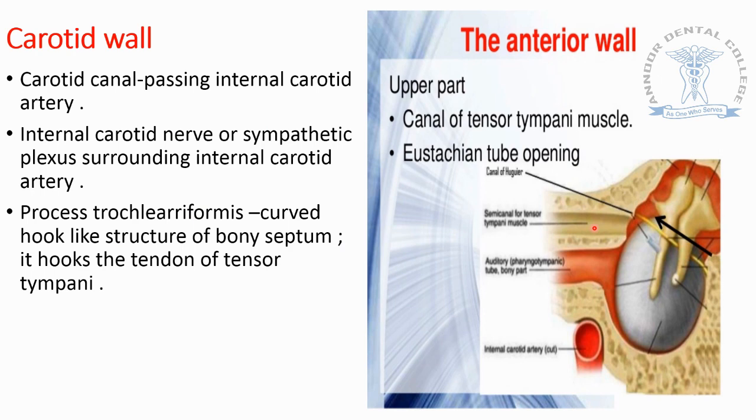Anterior wall: the main content is the internal carotid artery, so it is known as the carotid wall. The carotid canal carries the internal carotid artery, containing the plexus around it, the internal carotid nerve or sympathetic plexus. The processus trochleariformis is a curved hook-like structure of periosteum hooked around the tendon of the tensor tympani muscle. In the upper part, there is the canal of the tensor tympani muscle and the opening of the auditory tube or eustachian tube.